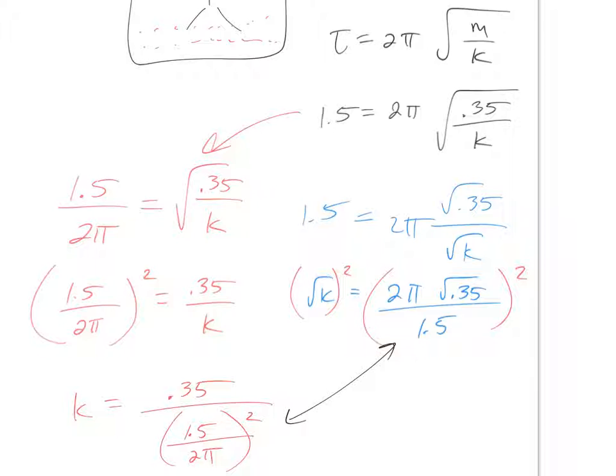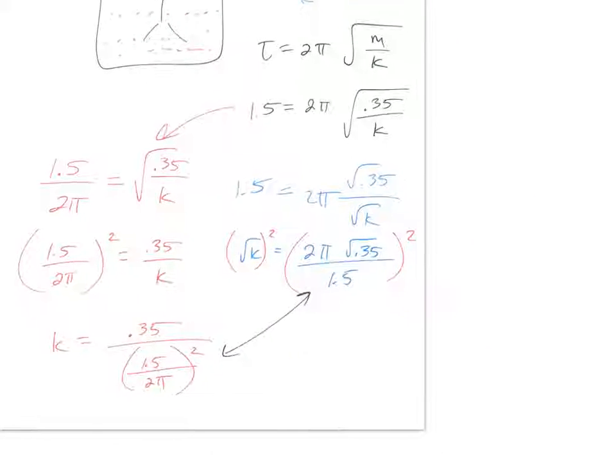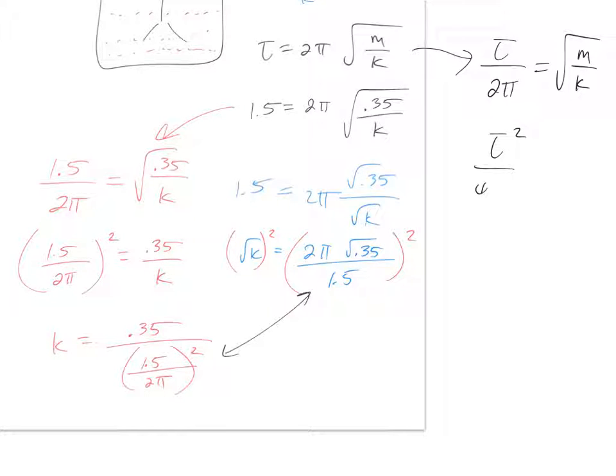Okay, if I'm solving this algebraically, I'll do that on the right side over here. It would be tau over 2 pi equals root m over k. I would, again, divide by 2 pi, square both sides, and then get k by itself. That's a way to do it algebraically. So any of these solutions work. Take this root in red, take the root in blue, or the algebraic solution in black.